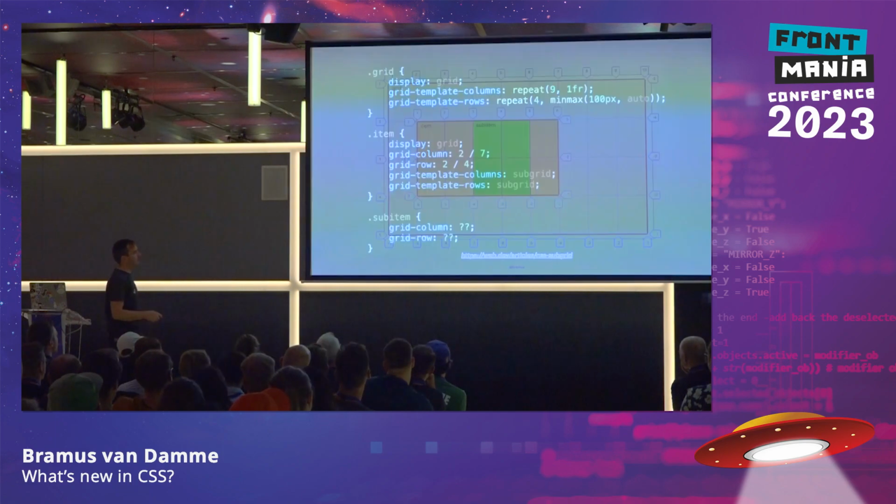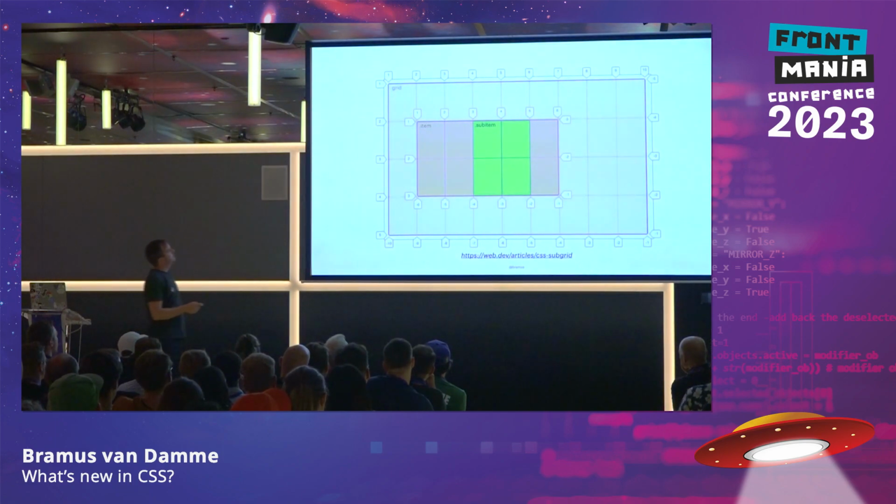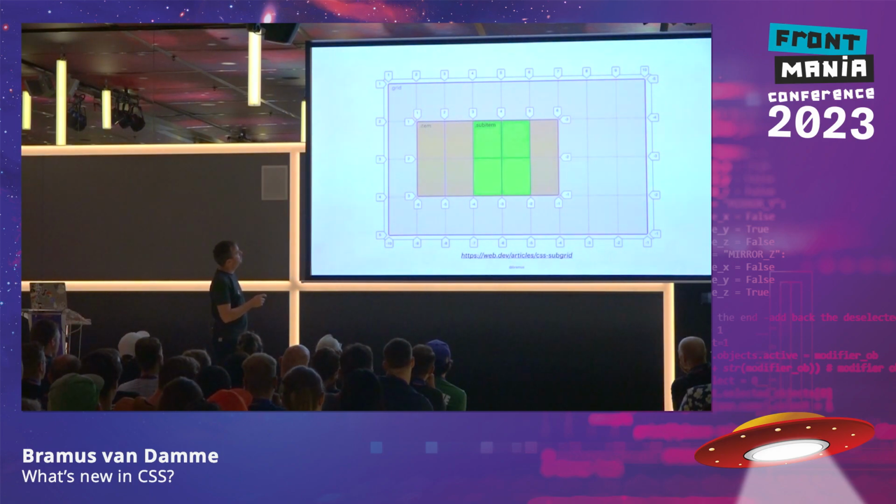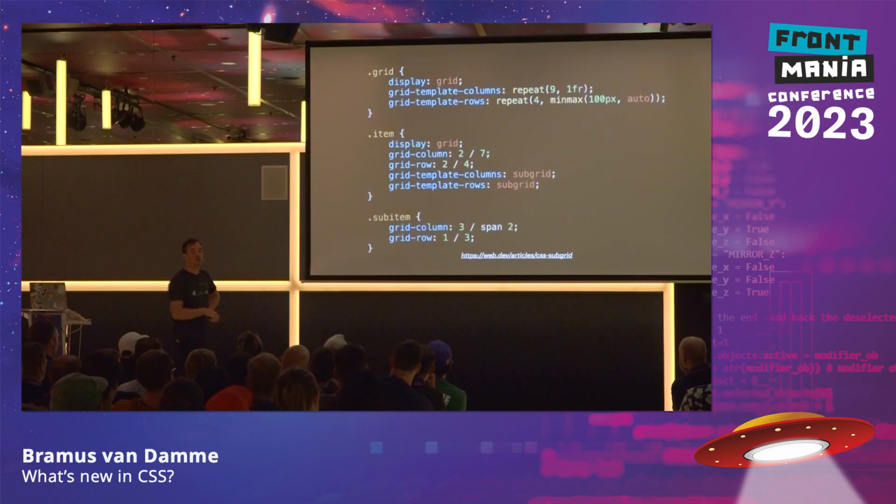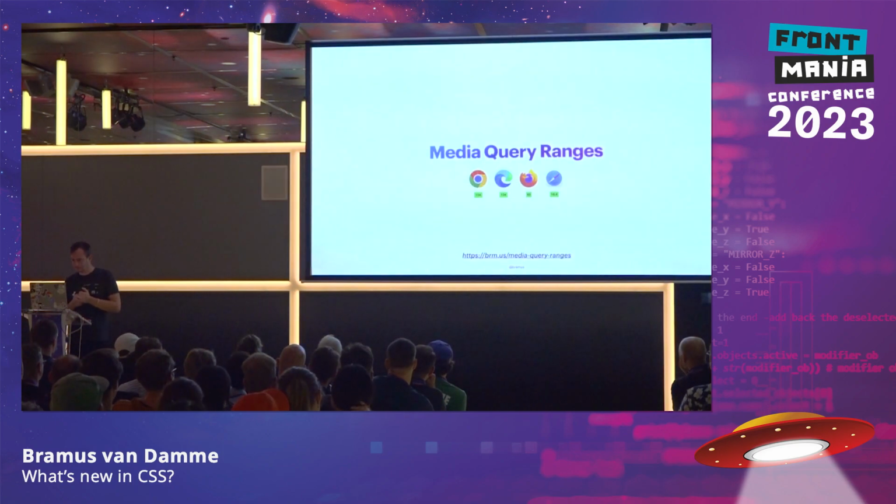Amazing, right? So we see that in the subgrid, the numbering restarts, so it's again at 1, 1, and here it's also 1, 1. So we know this sub-item should be laid out at column line number 3, span 2 cells, and then go from 1 to 3 on the rows, so we have these values right here. Shipped in Chrome 118, which came out last week, so amazing.